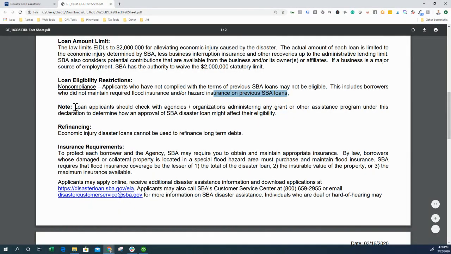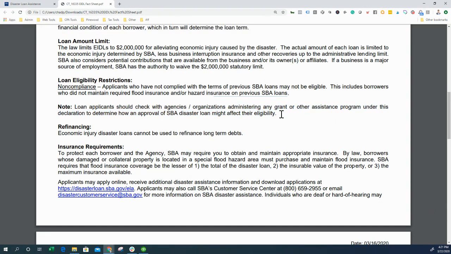All right, a few more things here on this page. Loan applicants should check with agencies or organizations administering any grant or other assistance to determine how an approval of an SBA disaster loan might affect their eligibility. So if your county or your state or heck, even your town has additional grants and support they're going to give to businesses like yours, and if you've already specifically applied and received funds, they're going to also determine how much more you can possibly get. And do you need additional SBA loans on top of the other grants or assistance you've already received? So they take a holistic approach of your cash flow and other available funds to see if this is truly your last resort.